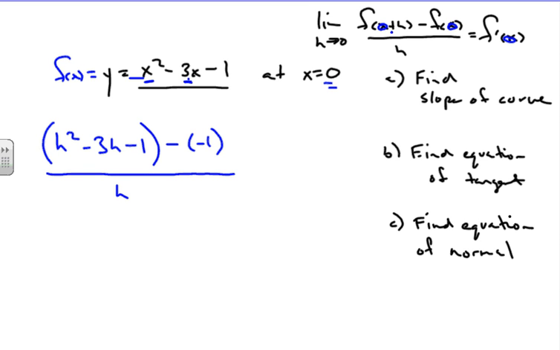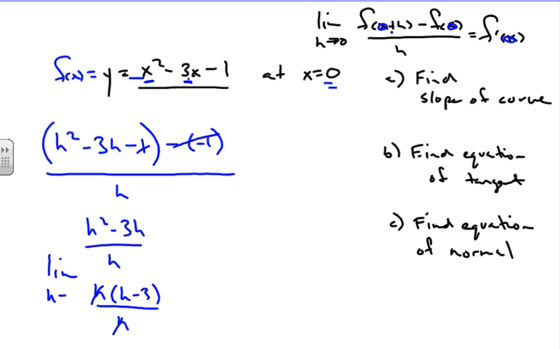What we have here is h squared minus 3h, and these negative 1s cancel out, all over h. Factor out an h. We have h minus 3 over h. Cancel, cancel. Now let's finish it off by finding the limit as h approaches 0. And so our value is going to be negative 3. So negative 3 is the slope of our curve, or f prime of 0 is negative 3.